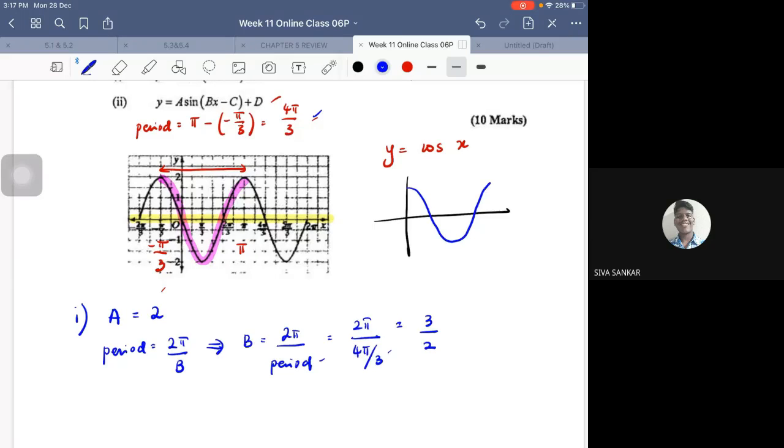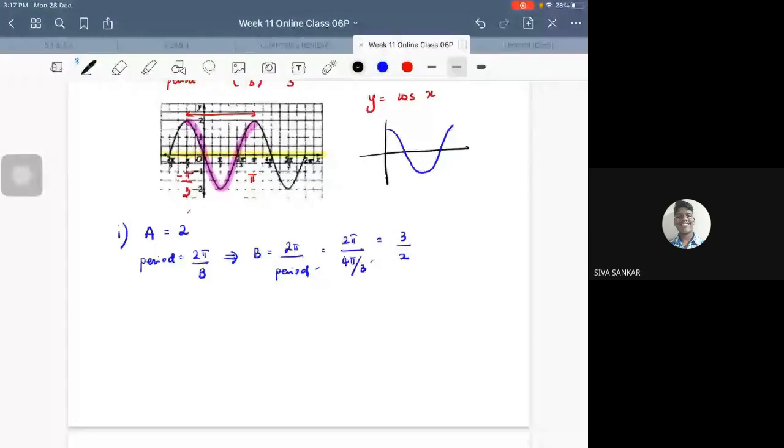Okay, sekarang nak cari C pula. Okay, formula apa yang kita boleh kaitkan dengan C? Okay, formula yang kita boleh kaitkan dengan C adalah phase shift. Okay, phase shift adalah bersamaan dengan C over B. Ataupun kalau kita rearrange, kita akan dapat C adalah bersamaan dengan phase shift darab dengan B. Okay, macam mana kita nak tahu phase shift?